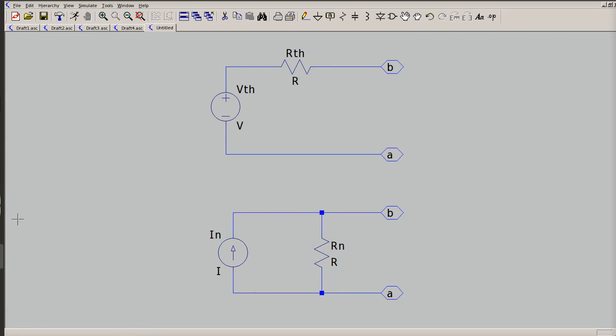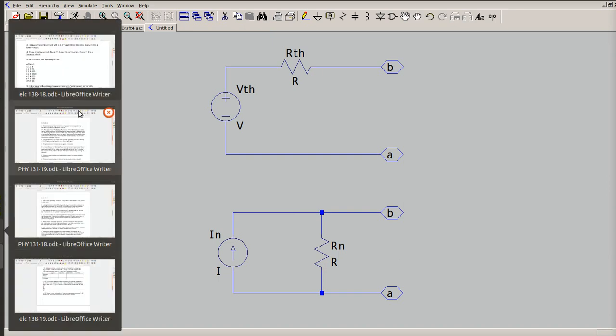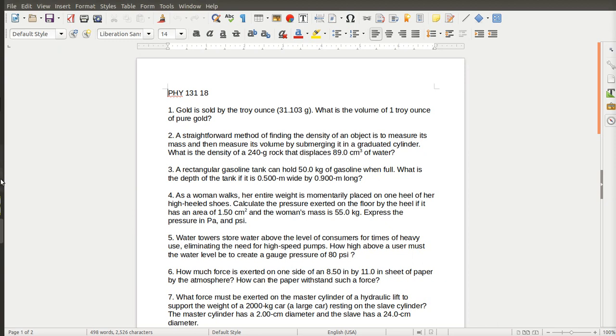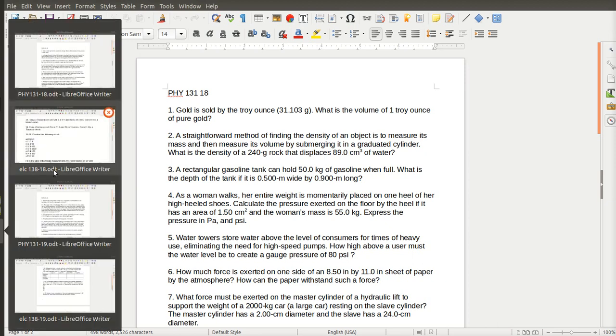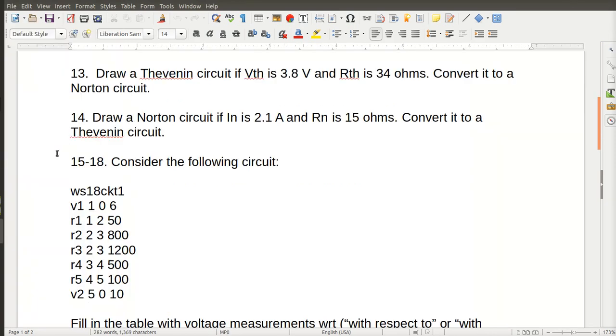Okay, so that's pretty straightforward in terms of, whoops, went to the wrong page. There we go. That's pretty straightforward because I give you the voltage and I give you the resistance. Okay, so I want you to draw it as a Thevenin, and then I want you to convert it to a Norton. In the Norton, I want you to convert it to a Thevenin.